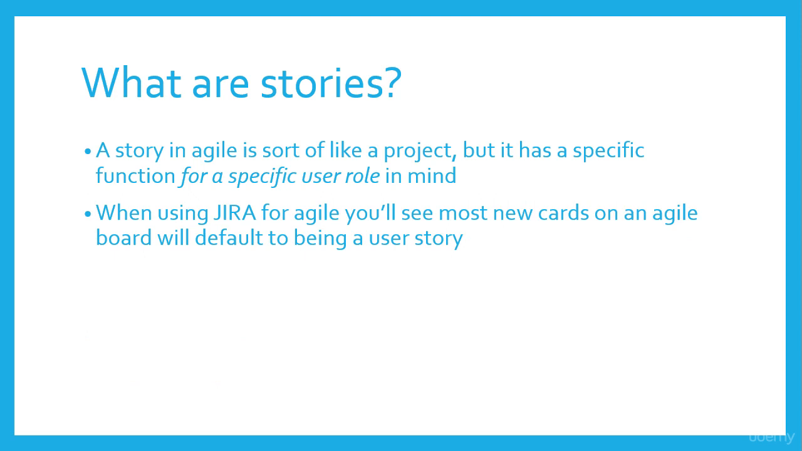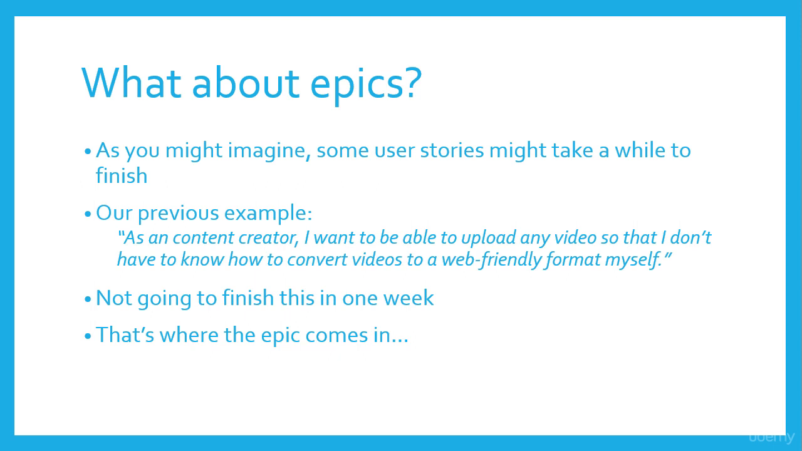So essentially, a story in Agile is sort of like a project, but it has a specific function, or more specifically, it's for a specific user role in mind. Now, when using Jira for Agile, you'll see that most new cards on an Agile board are going to default to being a user story. So that's one reason why I wanted to set that up, and it will default to that. Of course, you can change that. That would be something your Jira administrator can change. But out of the box, Jira will typically default to having a user story be what happens when you create something. So what about epics?